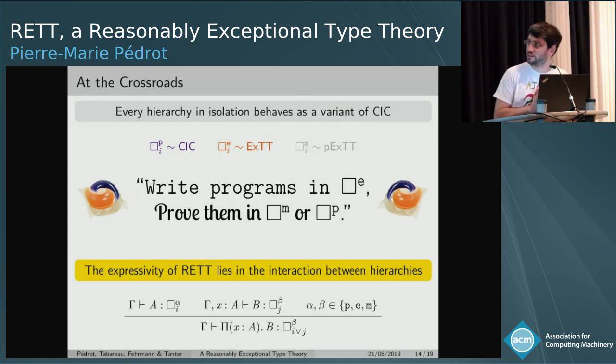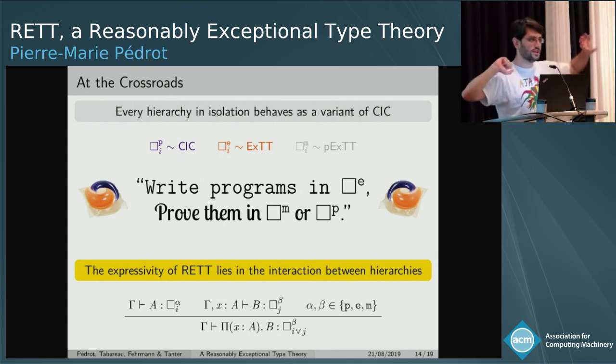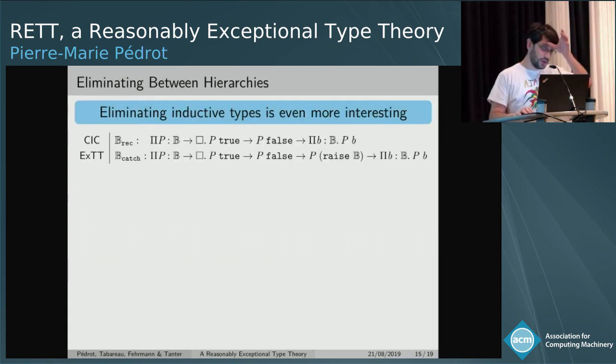Obviously, the interesting thing is the boundary of those hierarchies. So how do you make them interact? If you can build a function, and the function lives in the hierarchy of its codomain, right? So that allows you to quantify over things that live somewhere else, but you live in the codomain, okay?